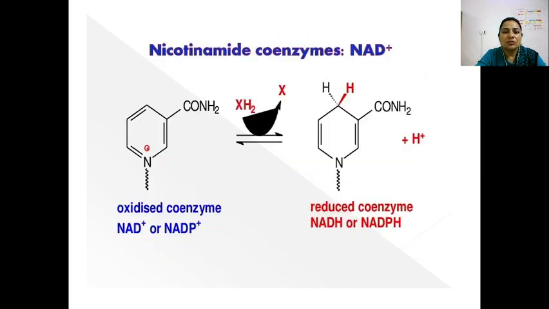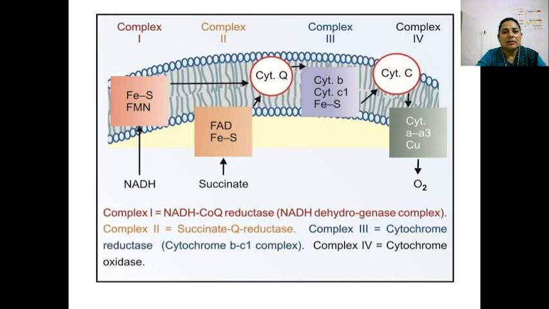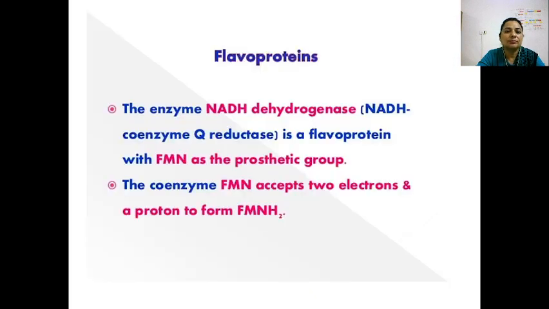This is the structure of NAD, the oxidized form and the reduced form. Again, this is a simple diagrammatic representation of the electron transport chain showing the various complexes as well as the carriers of the electron. Flavoproteins: the enzyme NADH dehydrogenase is a flavoprotein with FMN as a prosthetic group. The coenzyme FMN accepts 2 electrons and a proton to form FMNH2.